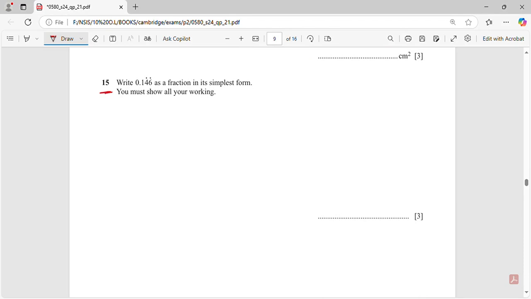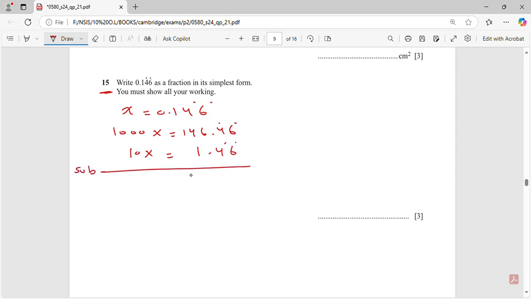Now here, question number 15, he told me to write 0.146 as a fraction in its simplest form. Of course, I will assume that x equal 0.146, with the 46 recurring, so I will multiply first by 1000. So 1000x equal 146.46 only, because 46 is the only number which is repeated. Then I will multiply by 10x, which equals 1.46, which is repeated also. Now if I subtract the two together, it will be 1000 minus 10 equal 990, so 990x equal 145. So x would equal 145 divided by 990.